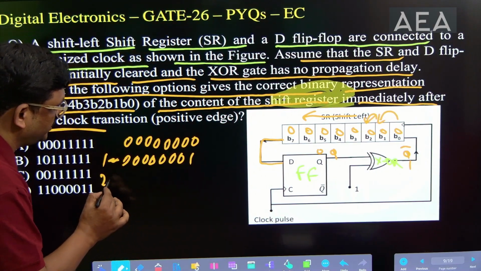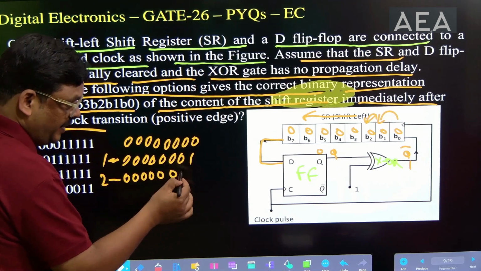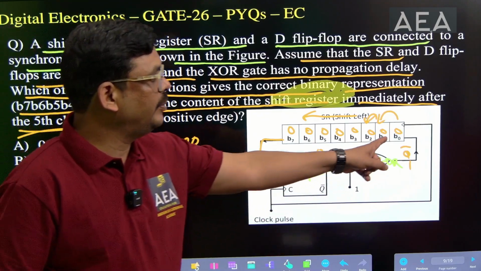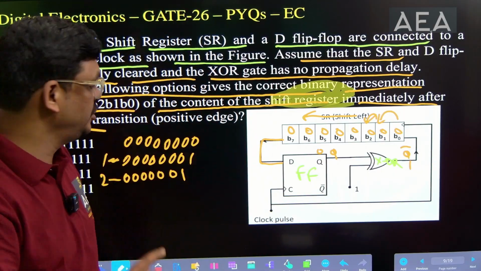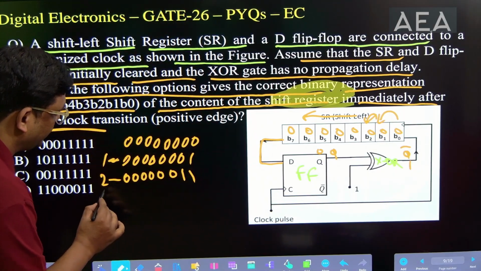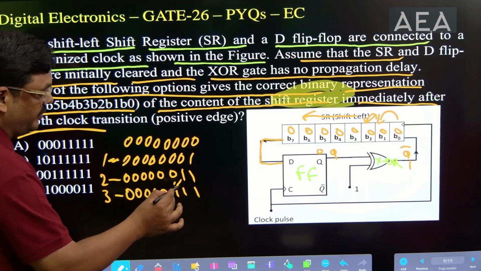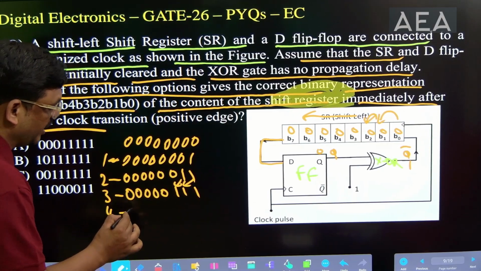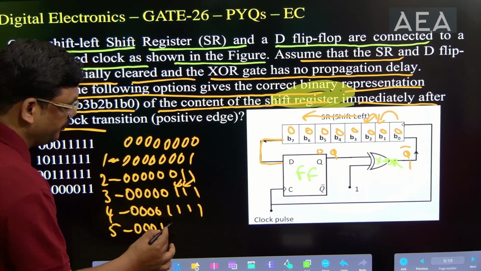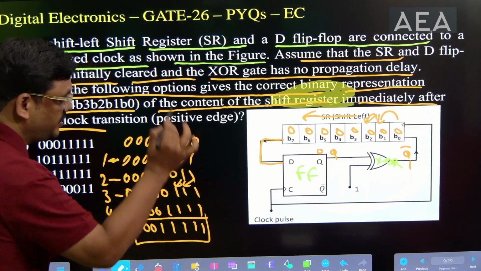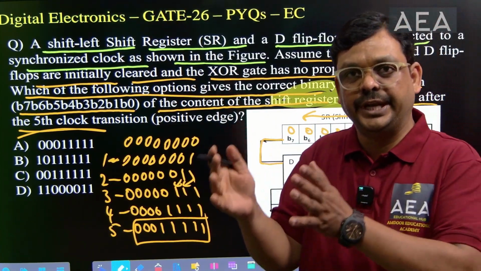Again, after the second clock pulse, the data becomes 0, 0, 0 only, because the complete data shifts towards the left side, and this bit shifts to the B1 position. And what about B0 now? It is the output of the XOR gate. The output of the XOR gate is again 1, because the output of the flip-flop is 0 only. So now this becomes 1. And again, after the third clock pulse, 0, 0, 0, 0, 0, and these 3 become 1. These 2 bits shift towards the left side like this. After the fourth clock pulse, 4 ones. After the fifth clock pulse, 5 ones. Finally, after the fifth clock pulse, the status of the register is 0, 0, 0, 1, 1, 1, 1, 1. So 3 zeros and 5 ones.